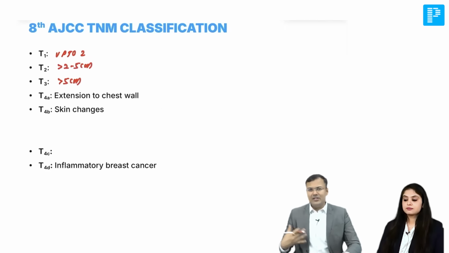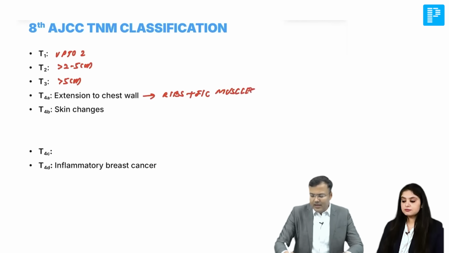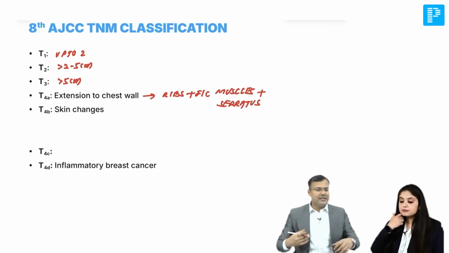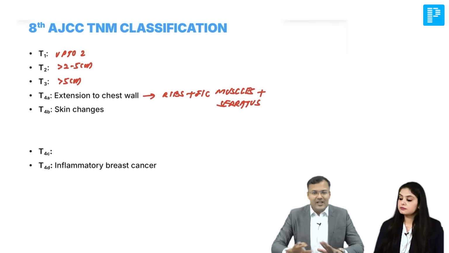T4A, there is extension to chest wall. Let me tell you, pectoralis major and pectoralis minor are not part of the chest wall. The chest wall is formed by ribs plus intercostal muscles plus serratus anterior. So I'm telling you one important point in breast: involvement of nipple, involvement of dermis, involvement of pectoralis major, pectoralis minor, is not going to affect the stage.